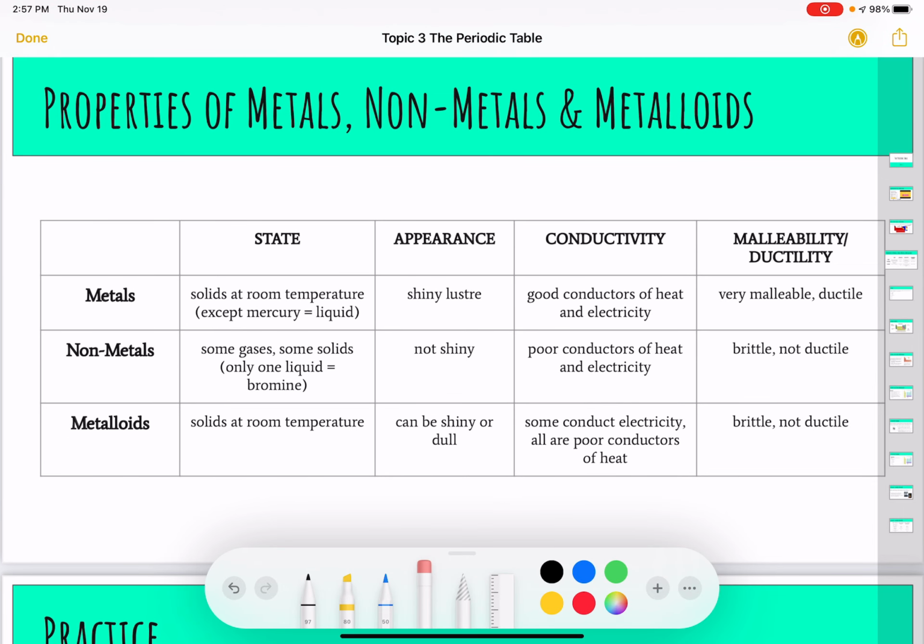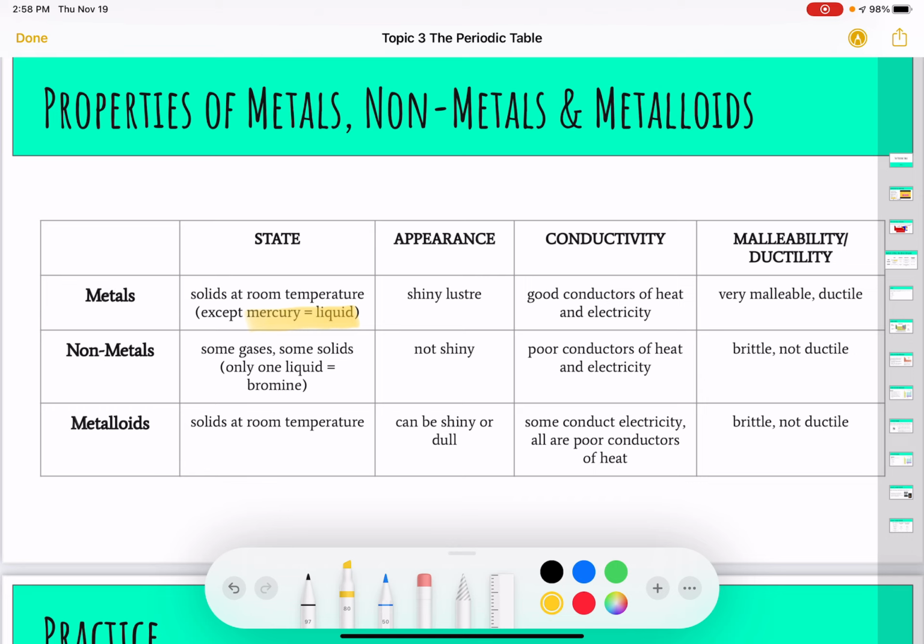As for their properties, metals are normally solid at room temperature. The only exception to that rule is mercury, which is actually liquid at room temperature. Metals normally are shiny with luster, and they are good conductors of heat and electricity. So metals can conduct electricity. They hold heat better than non-metals. Most metals are pretty malleable and ductile.